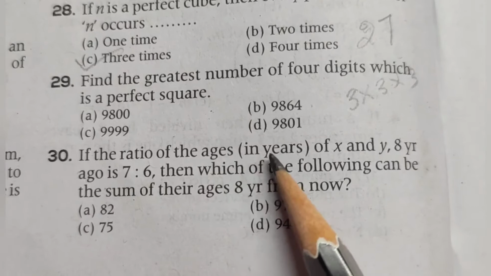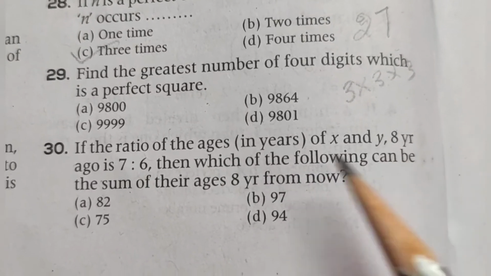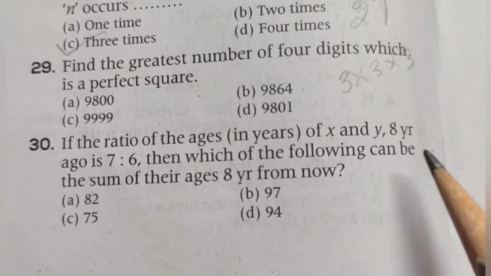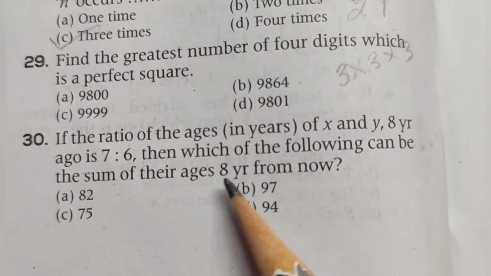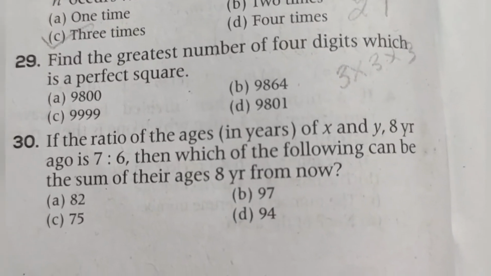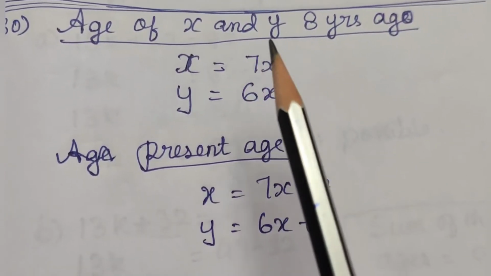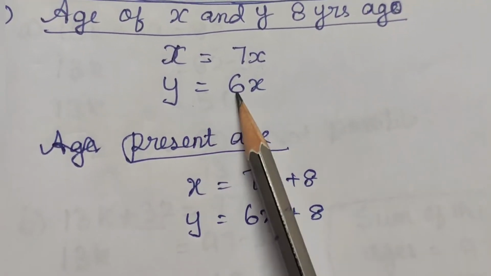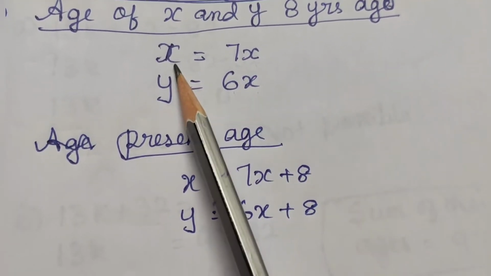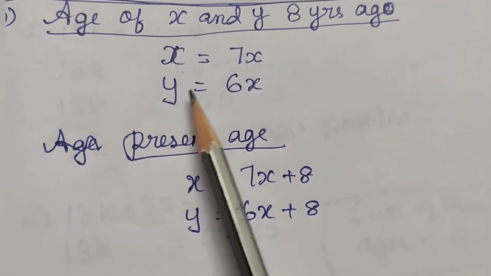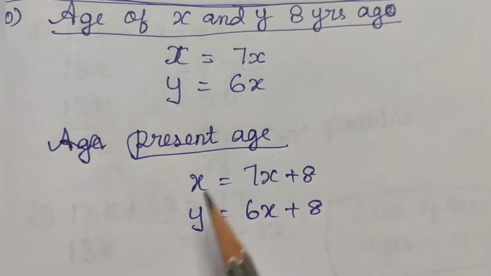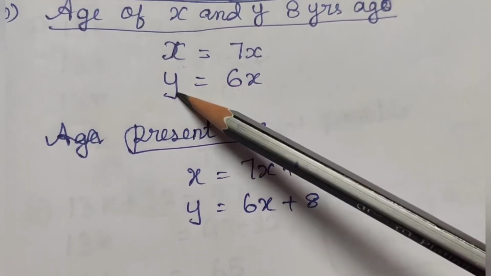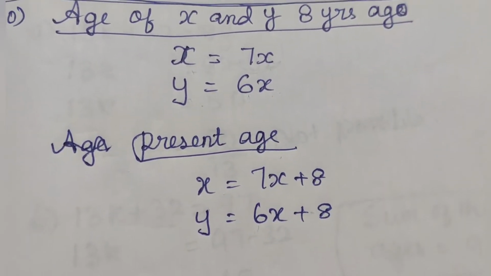If the ratio of ages in years of X and Y 8 years ago is 7:6, then which of the following can be the sum of their ages 8 years from now? So age of X and Y 8 years ago, X 7x because the ratio is 7, Y 6x, the ratio is 7:6. So their present age X is 7x plus 8, Y is present age 6x plus 8.